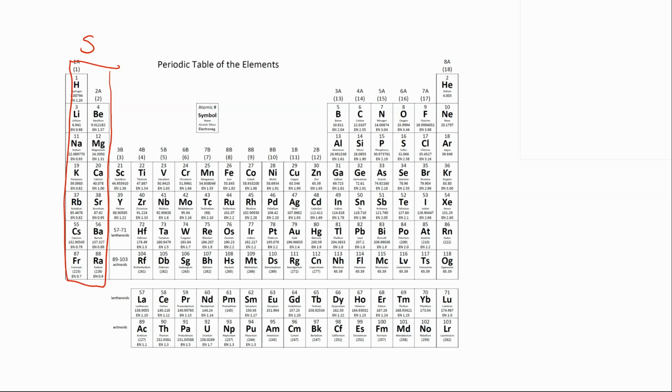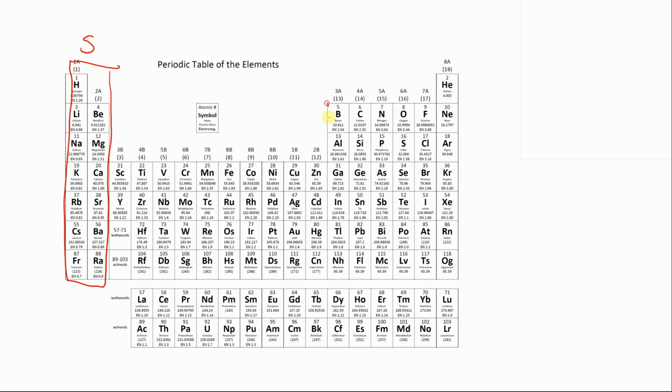Beryllium, magnesium, calcium have 2 electrons in the s orbital, so their s orbitals are full. Beryllium would be in 2s, magnesium's in 3s, calcium's in 4s. Helium's a little weird, it's over here. That has 1s2, so 2 electrons in the 1s orbital.